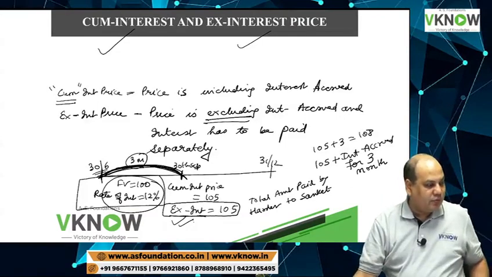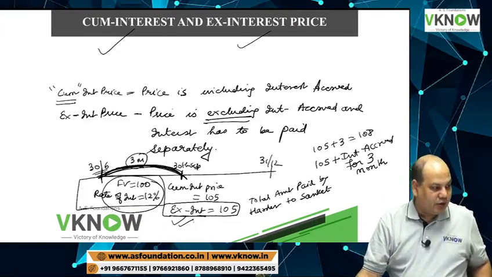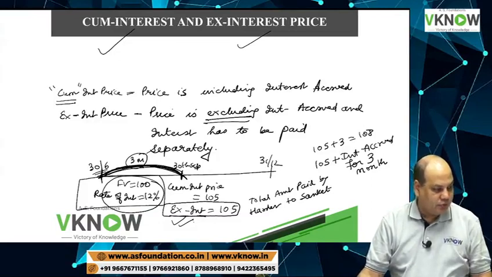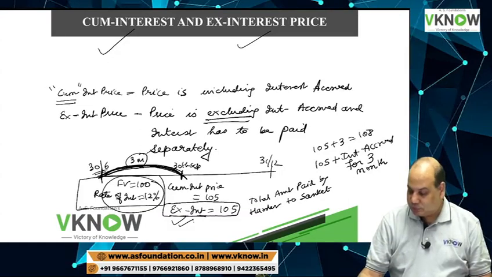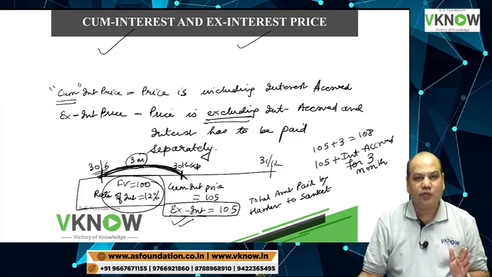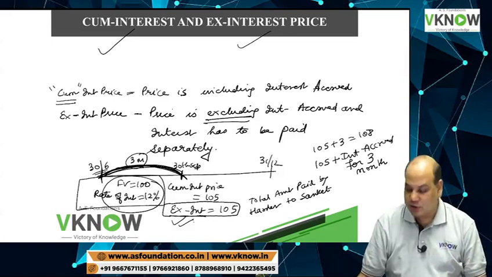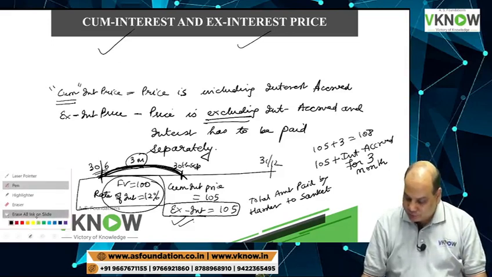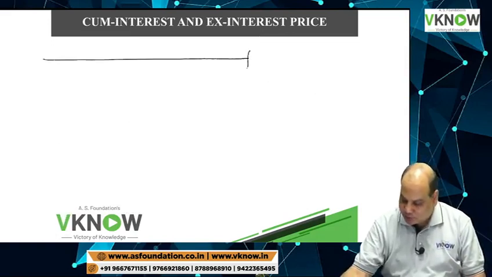Pawar is right. Jay Shri is right. Thakur is right. Suyash Sonam right. So this is how we can convert ex-interest into cum-interest price. Okay. So answer one more question.